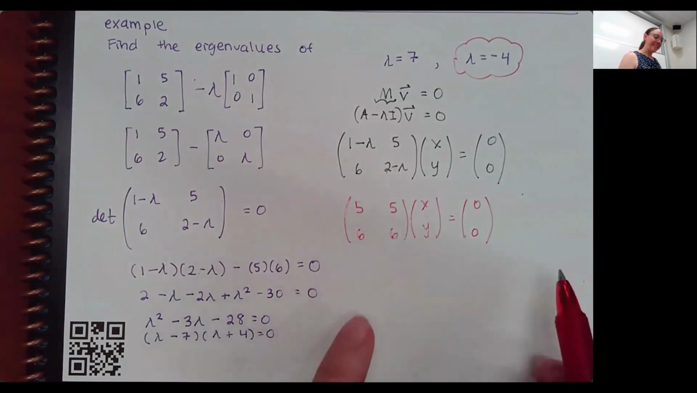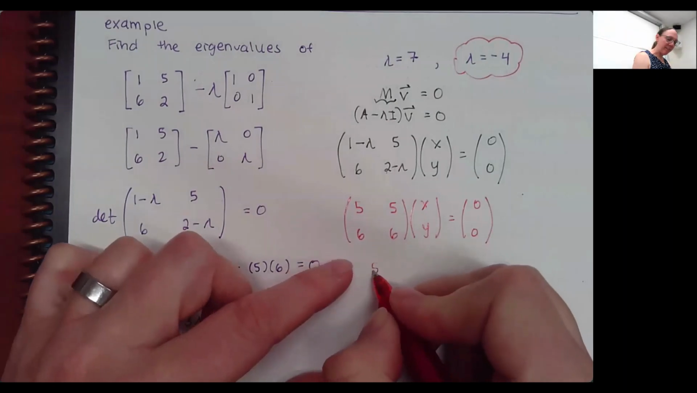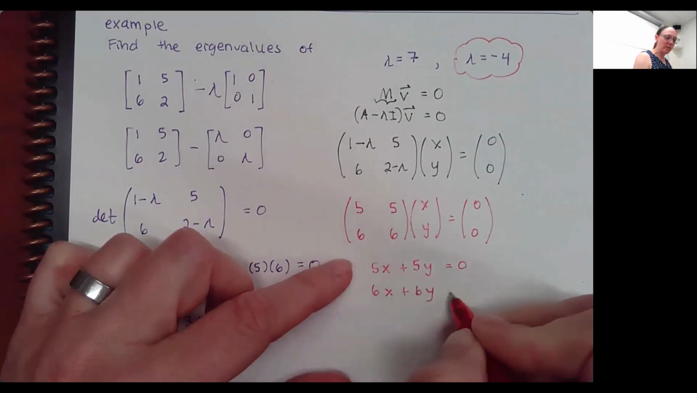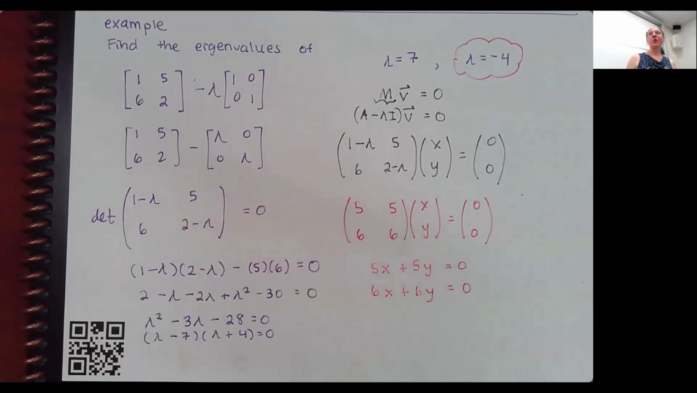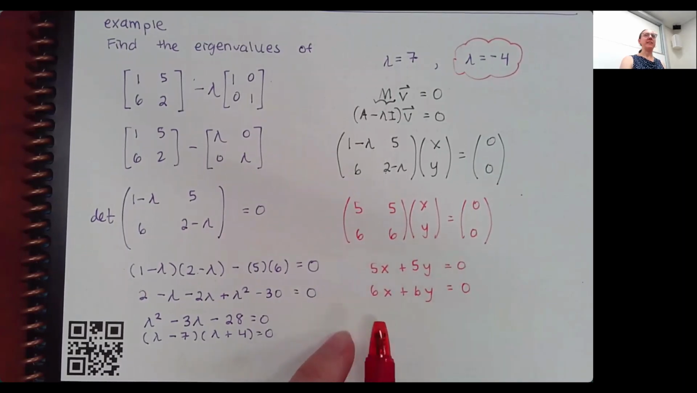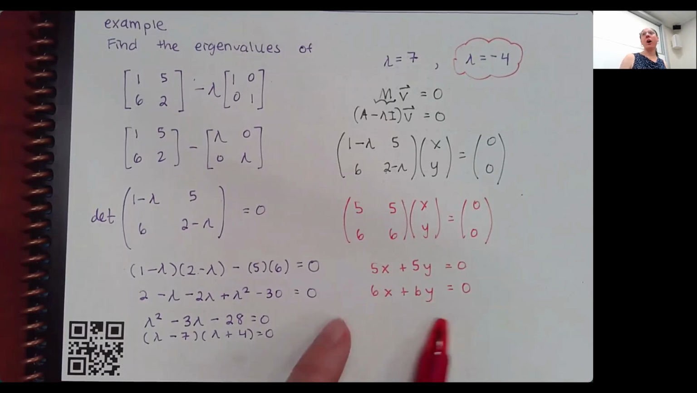So if I write that out instead as a system of equations, that looks like 5x plus 5y equals 0 and 6x plus 6y equals 0. Now you'll notice something interesting happened, maybe. When we do this, if everything has gone well, in almost every case, these two things should simplify to be the same equation. These should tell me one piece of information.